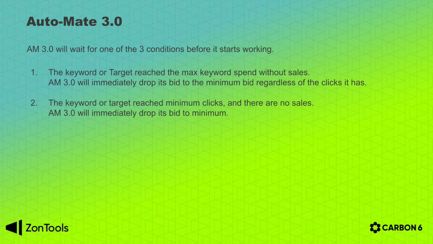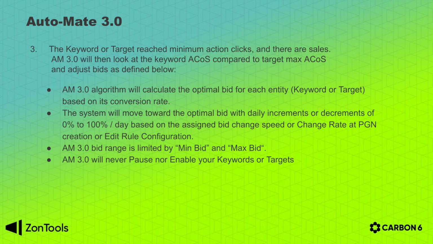Number 1. If the keyword or target reached maximum keyword spend without sales, Automate 3.0 will immediately drop its bid to the minimum bid, regardless of the number of clicks the keyword or target has. Number 2. If the keyword or target reached the minimum action clicks, and there are no sales, Automate 3.0 will immediately drop its bid to the minimum bid. Number 3. If the keyword or target reached minimum action clicks, and there are sales.